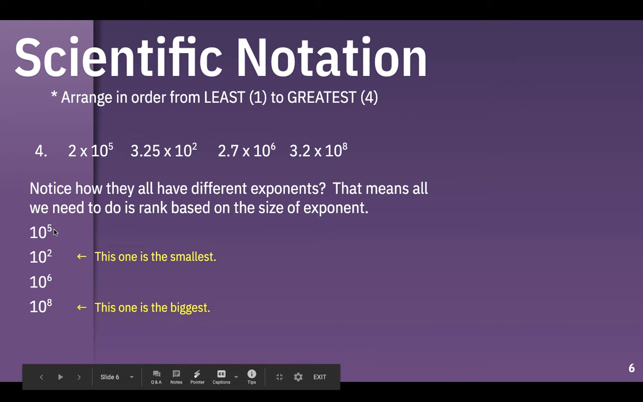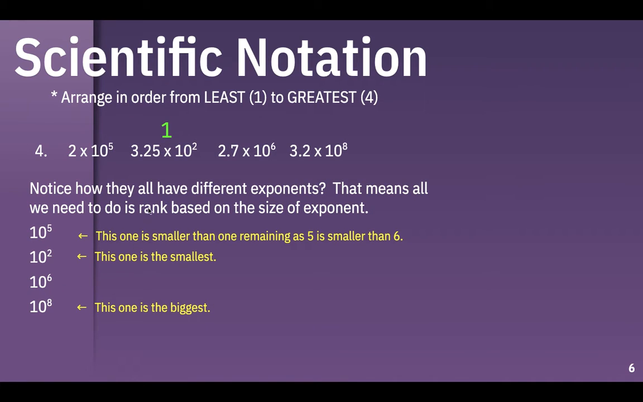Then we look at our next, 10 to the 5th would be the next smallest, and 10 to the 6th would be our next biggest. So it's going to go in this order. 3.25 times 10 to the 2nd is our smallest. Then it's 2 times 10 to the 5th. 2.7 times 10 to the 6th. And lastly, our largest is 3.2 times 10 to the 8th.